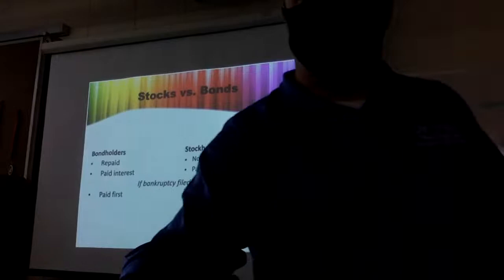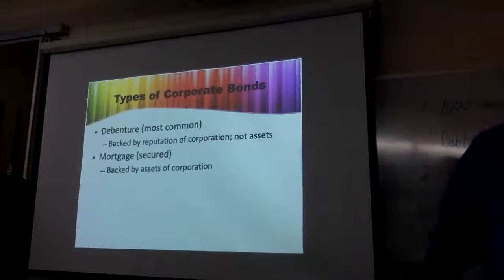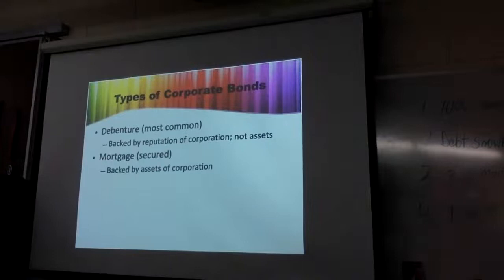Now, the types of bonds kind of matter. So the first one up there, you could say that word, right? Debenture. So a debenture bond is the most common, but this is backed by the reputation of the corporation, not assets. So what that means is this is backed by words. It's like, yeah, you're good. It's fine. Exactly. So if you're going to loan Gribble money, does Gribble actually have money behind him to pay you back? You're just going to have to go on his word. Now, here's the thing.